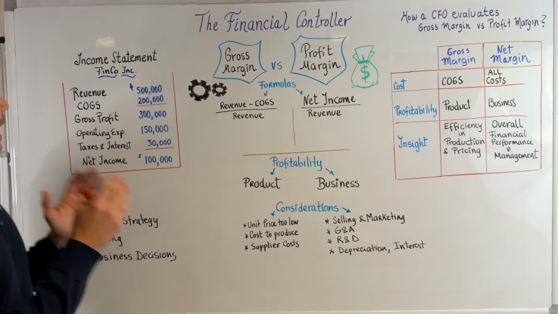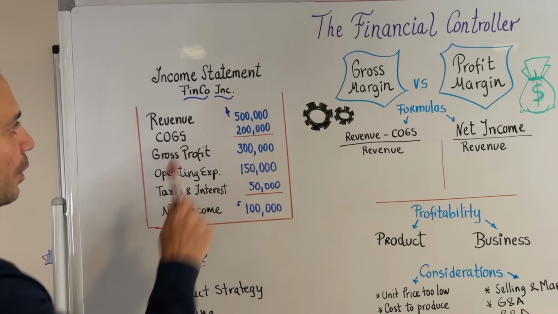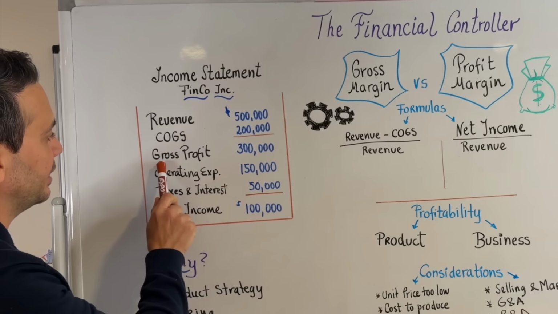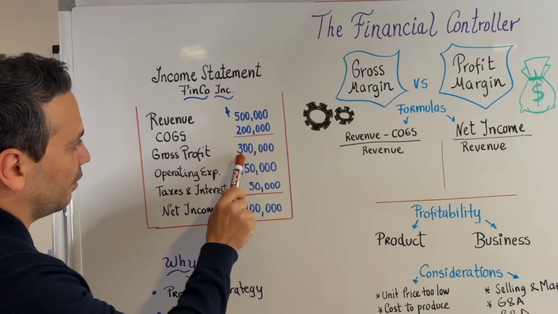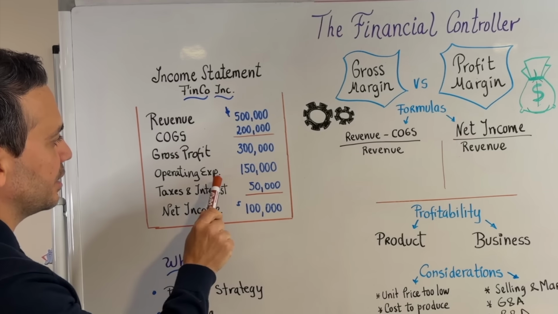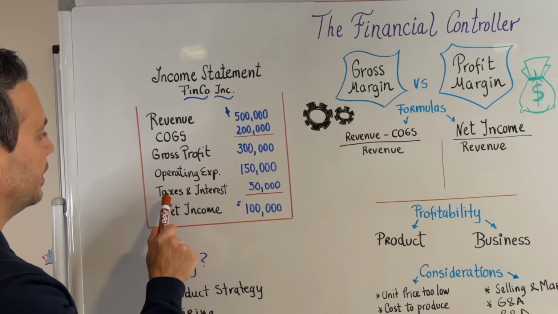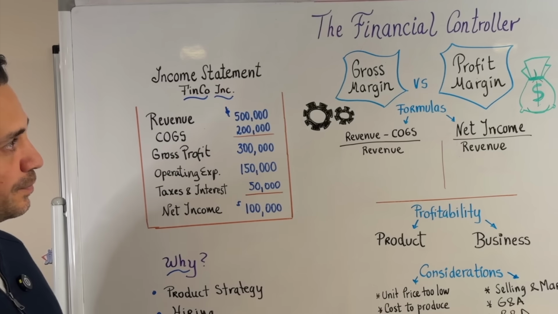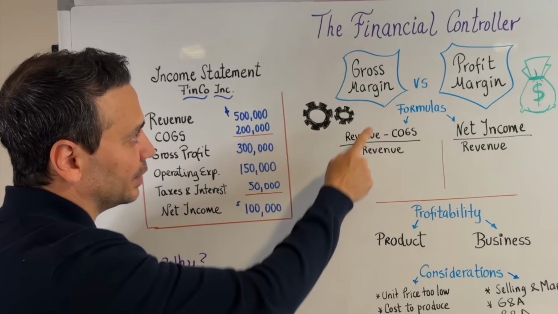Okay, so we have here an income statement for Finco Inc. We have revenue of 500,000, COGS of 200,000, and that results in a gross profit of 300K. Operating expenses are 150,000, and then we have taxes and interest of 50,000, leading to a net income of 100,000. Okay, so let's go ahead and calculate gross margin.